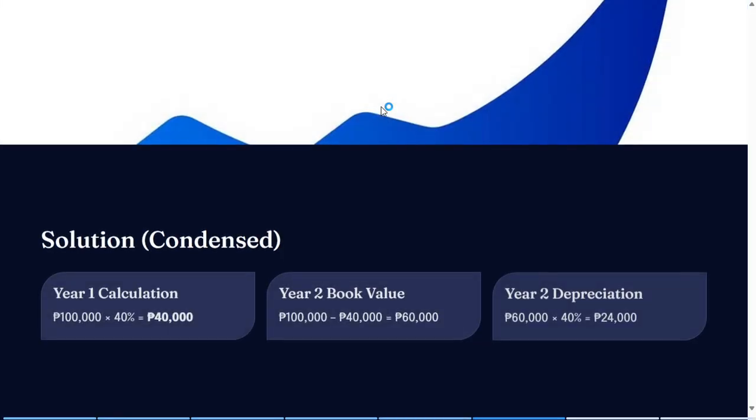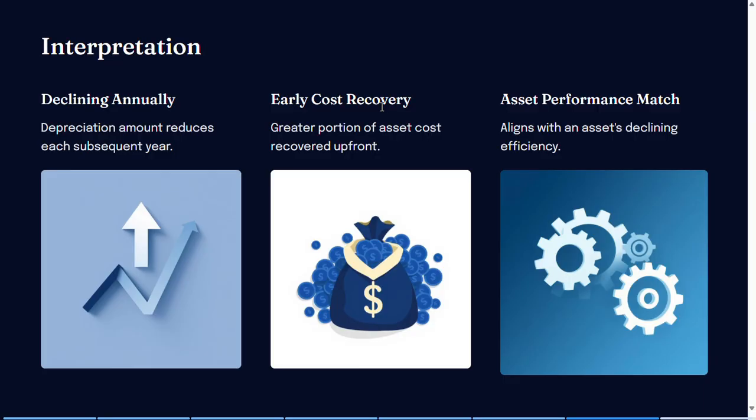So here's the solution. Year 1 is 100,000 times 40%, which is equal to 40,000 depreciation. And for year 2, we update the book value: 100,000 minus 40,000 is equal to 60,000. Then apply the same rate: 60,000 times 40% is equal to 24,000 depreciation. This pattern continues each year.